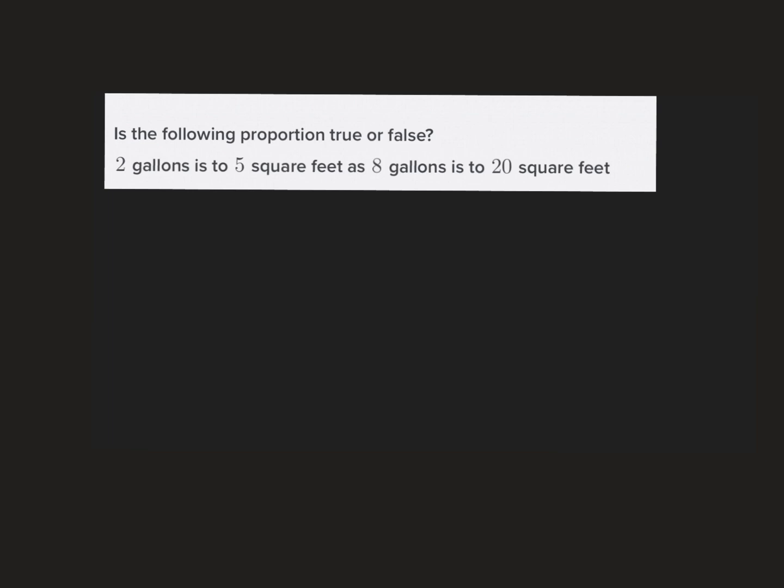Let's take a look and see if we can solve this question. Is the following proportion true or false? 2 gallons is to 5 square feet as 8 gallons is to 20 square feet. So I'm going to go ahead and set it up. Gallons to square feet. Since gallons came first, when I set up my equal ratio, I'm going to put gallons first, and then square feet comes second.